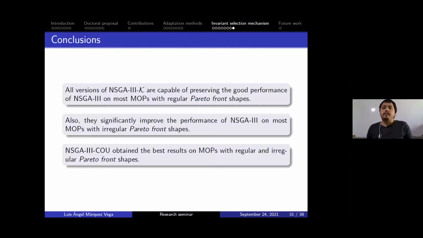We can conclude from this study that all versions of NSGA-III are capable of maintaining the good performance of NSGA-III on most problems with regular Pareto front shapes, while they significantly improve the performance of NSGA-III on most problems with irregular Pareto front shapes. Also, NSGA-III with the pair potential function of Coulomb law obtained the best results on problems with regular and irregular Pareto front shapes.